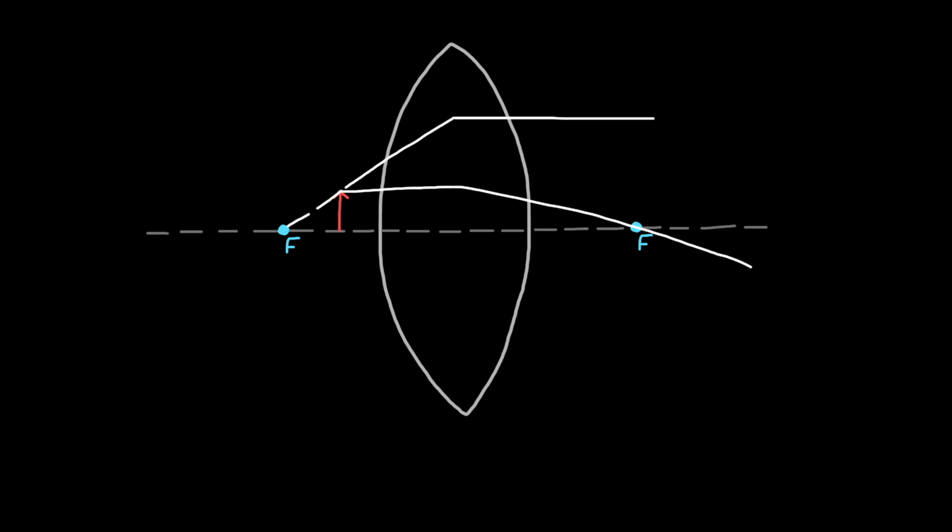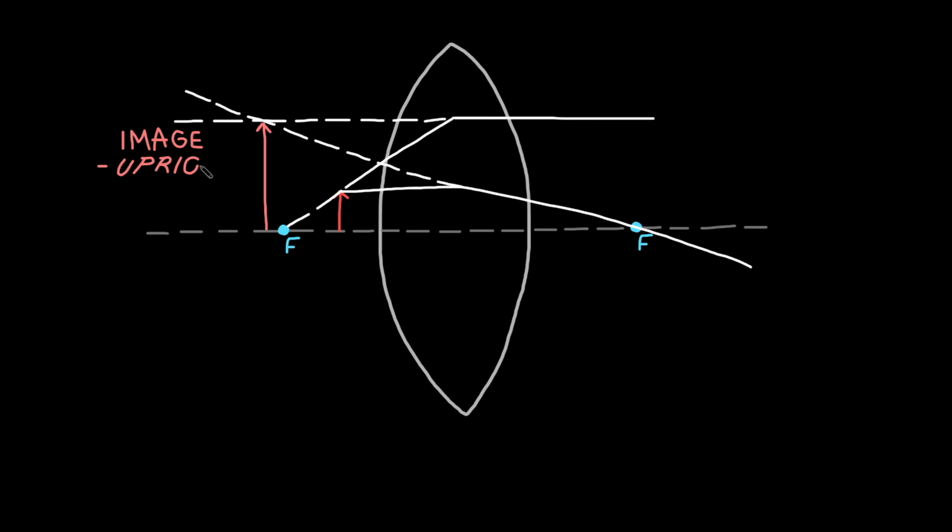Clearly, these lines are not going to converge on the right-hand side of the lens. However, they will converge on the left-hand side of the lens. The resulting image is upright and virtual. It is virtual because it is a projection of the rays rather than being a direct result of the rays themselves. Virtual images always form above the horizontal axis and are thus always upright.